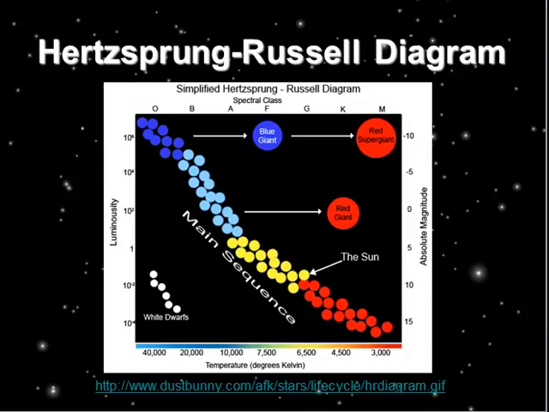As you can see, the sun is measured in temperature degrees in Kelvin, and you can see it's yellow there, and it's right there at about 6,500 degrees Kelvin.